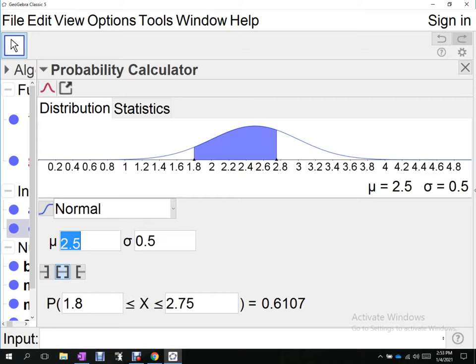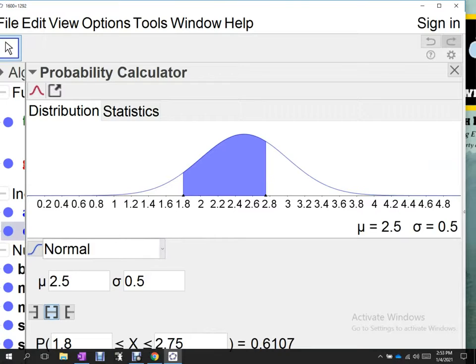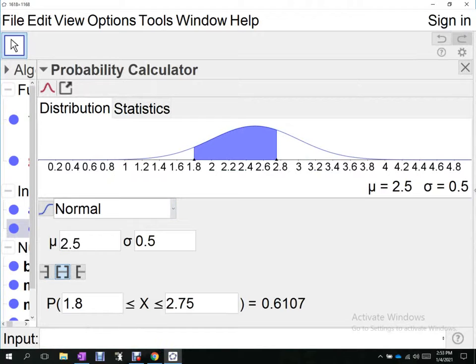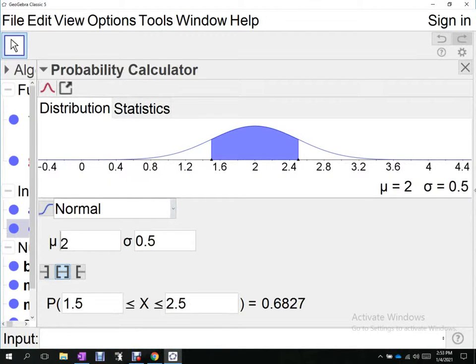So earlier I said a 6 point, but I had the wrong mu. But mu is 2.5, right? No, mu is 2. Sorry. That's still not right. So we wanted to go between 1.8 and 2.75. Was that right?